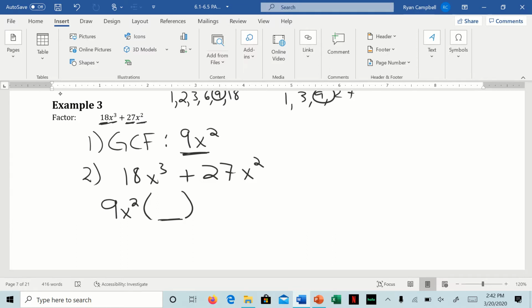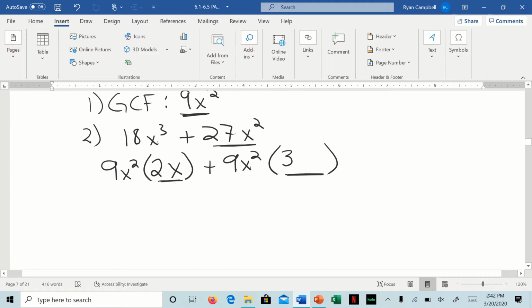Let's look at just the numbers. What times 9 is 18? Hopefully we see that that's 2. And then what times x squared is x cubed? Well, you just need one more x, so it's just a regular old x. All right, then we get 9x squared. So again, we can work backwards. What times 9 gets us 27? Hopefully we all said 3. And then what times x squared gets you x squared? Well, just 1, so we don't have to write that.